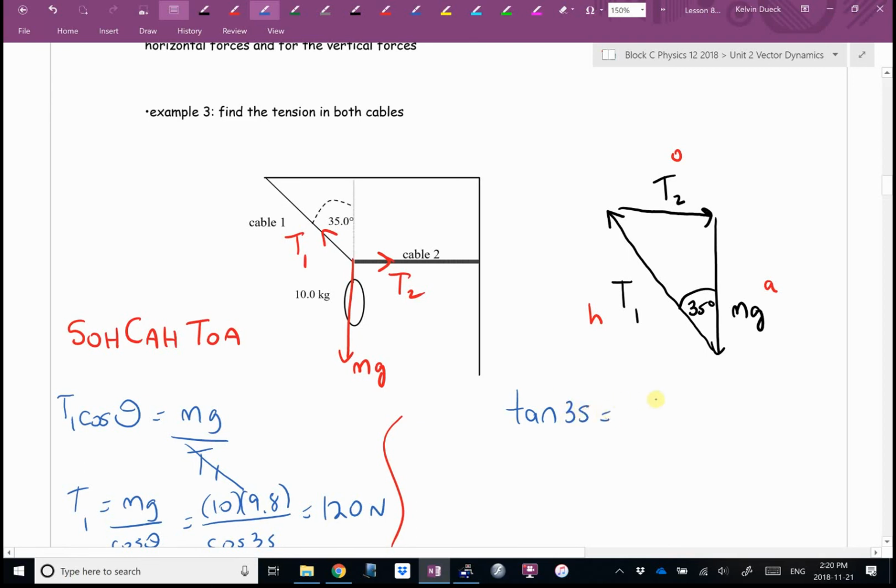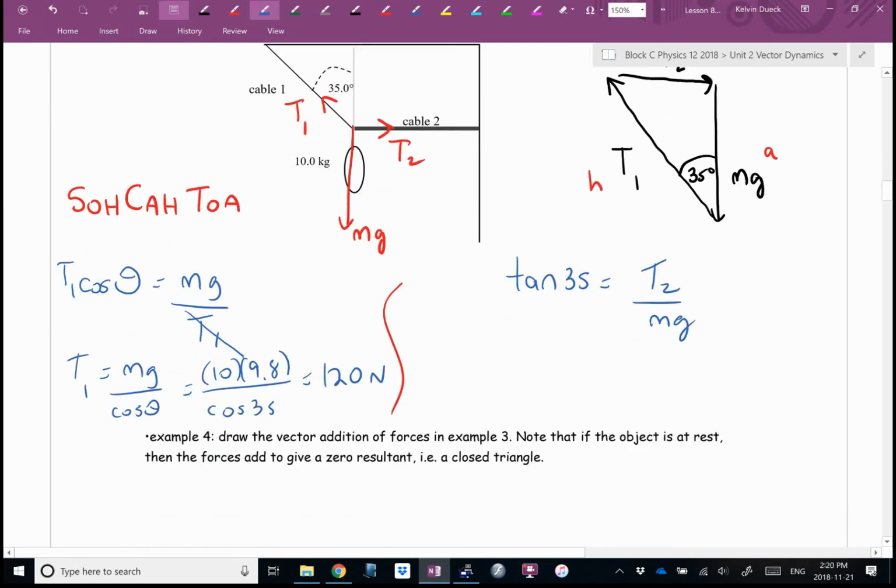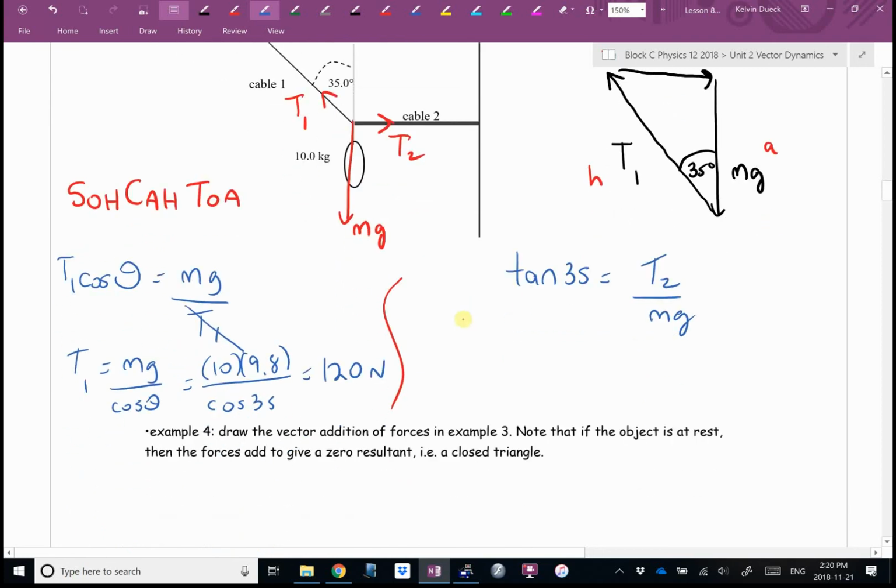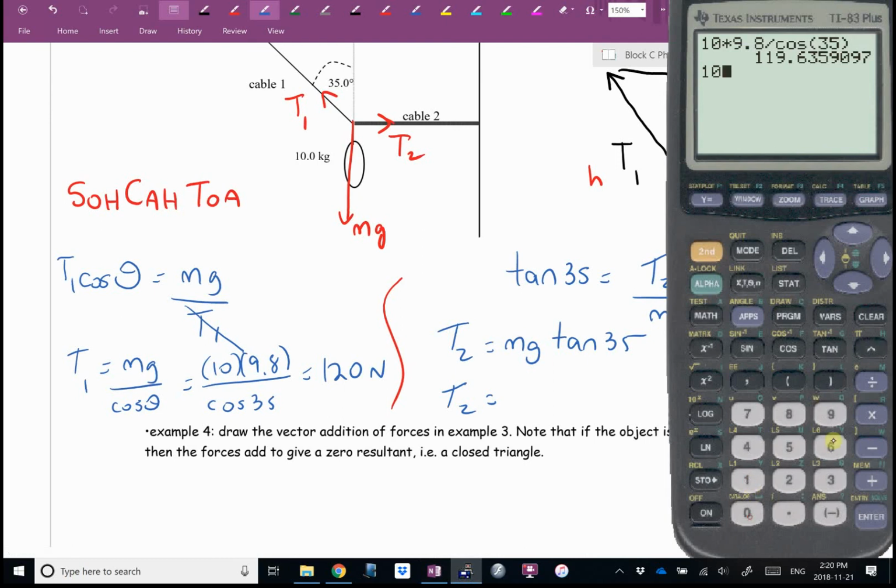Tan 35 equals opposite over adjacent. Chloe, how would I get the T2 by itself here? Remember your trig coming back to you, I hope? It's going to be 10 times 9.8 tan 35, and I get 68.6.